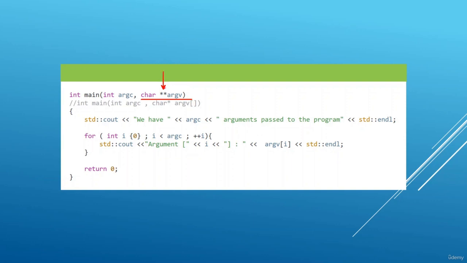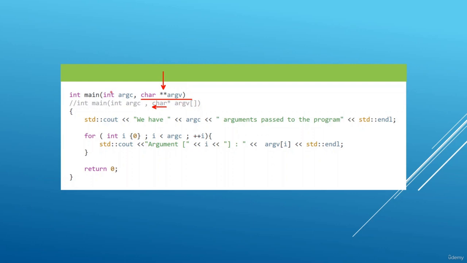We have 2 stars, but this is a way to mean that we have a pointer to characters. Or put another way, you can think of this as an array of character pointers, and it is called argv here. This is how we're going to be grabbing the options passed to our program when somebody starts it.